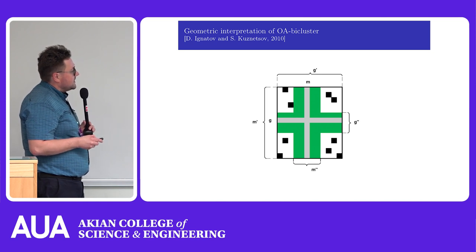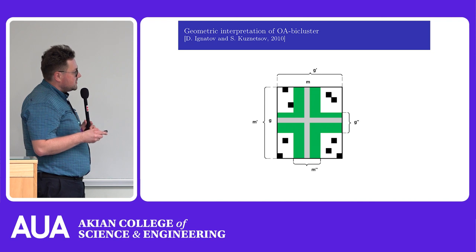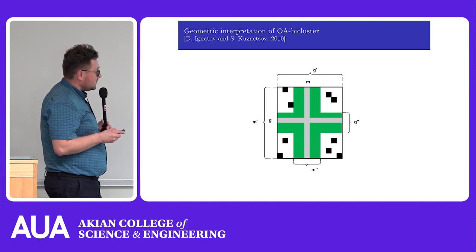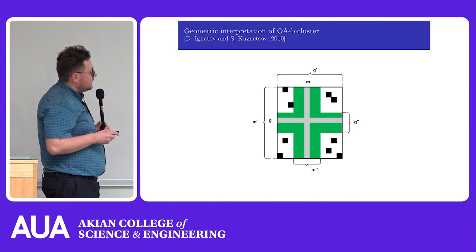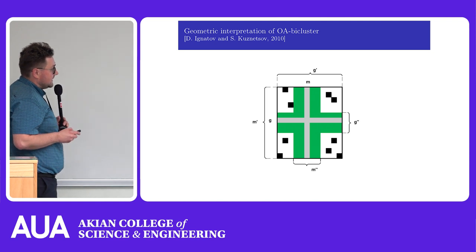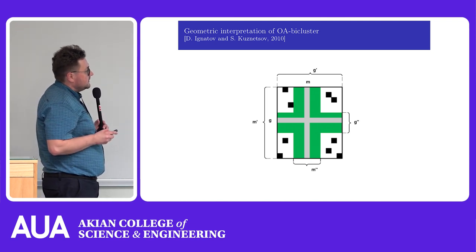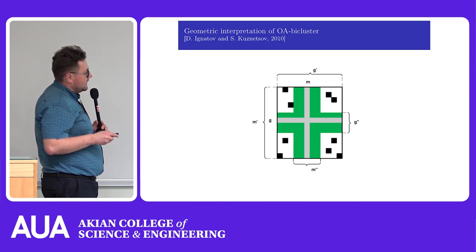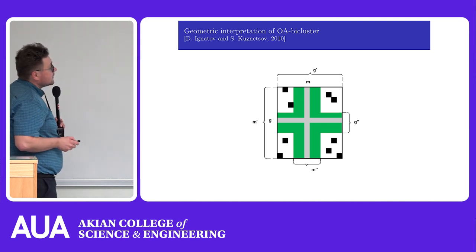Here is an example, a geometric one. So GM cell is in here, in the center. These stripes, the gray stripes, they are full of ones. And we can find first primes, so to speak. They shape this bounding box. But we can also find the second primes, and they form this green dense cross full of cells, and there might be some other cells, but they do not form such a cross-like structure. So these black cells also belong to bicluster.